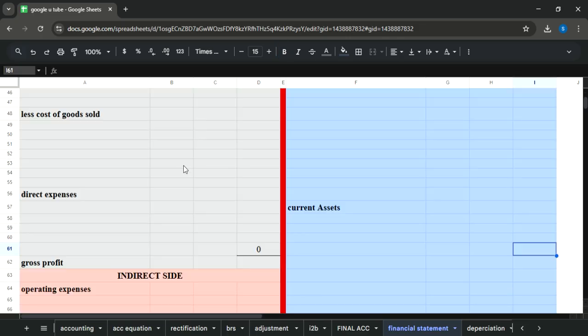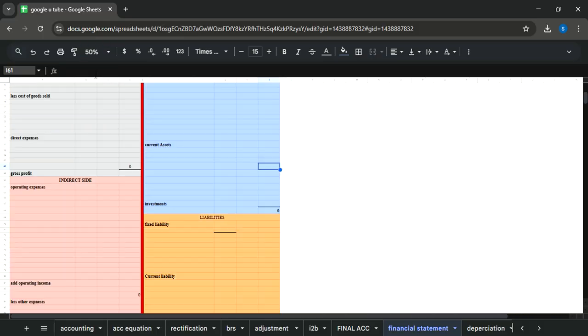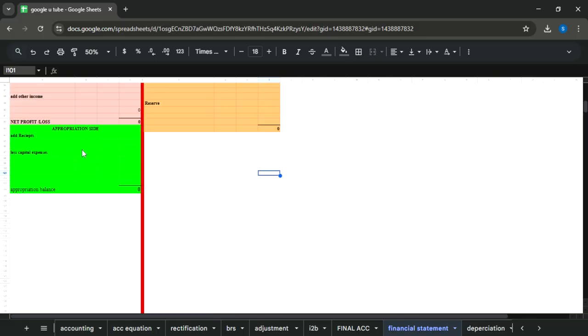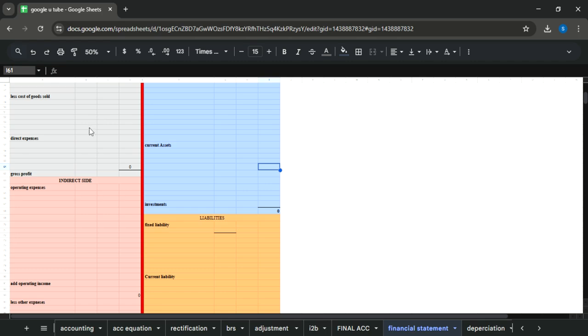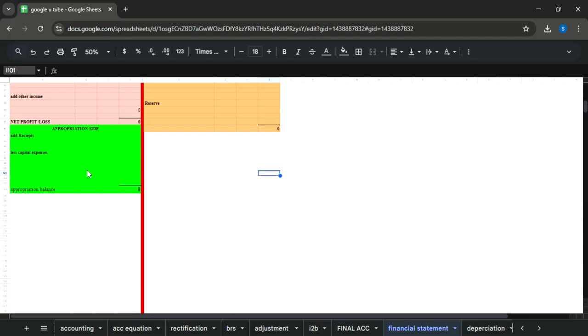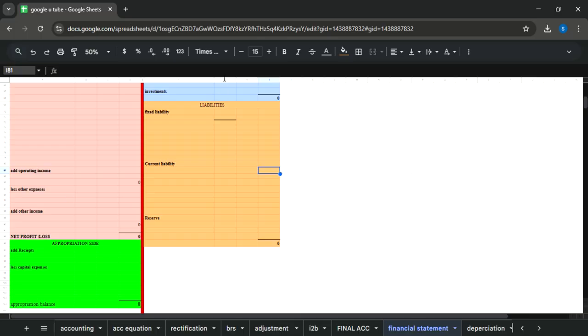Next, you can see that it's our pro forma where three parts are present on left side. One, two, and this three. First part would be used to calculate gross profit, second part would be used for net profit, and third part is used for appropriation balance. This appropriation balance will finally be transferred to this liability side. It would have fixed and current liabilities, reserve. Sum of these three would be the total of liability side, and it would also be total of balance sheet.